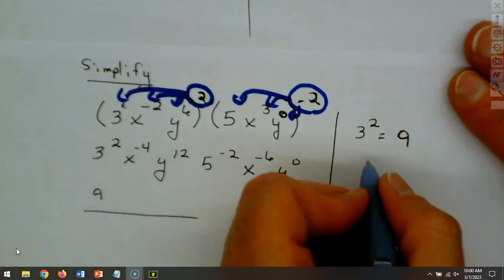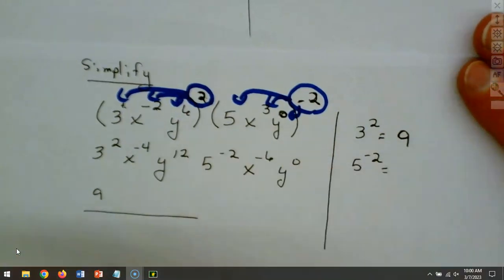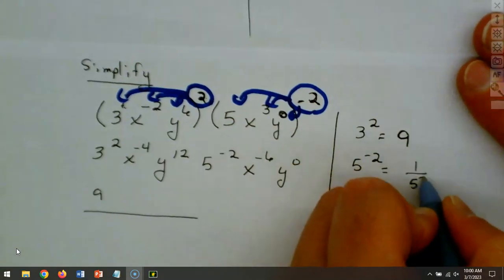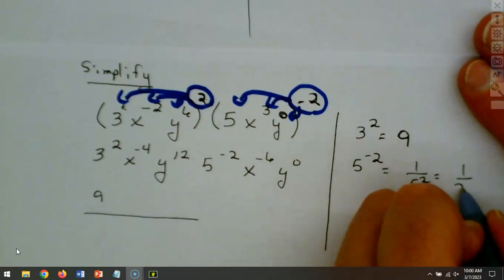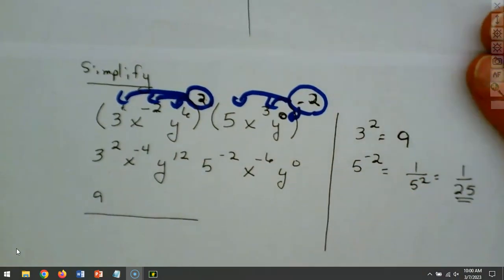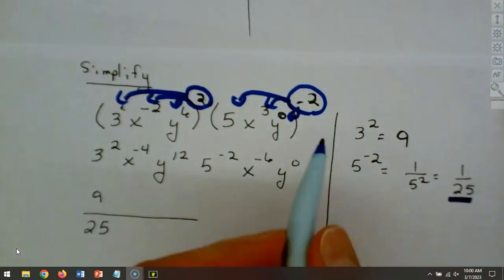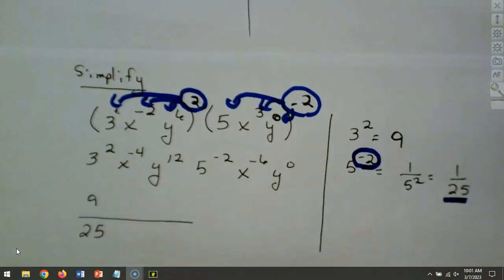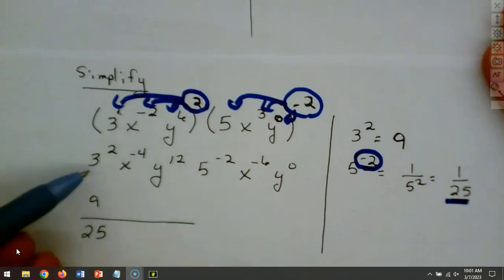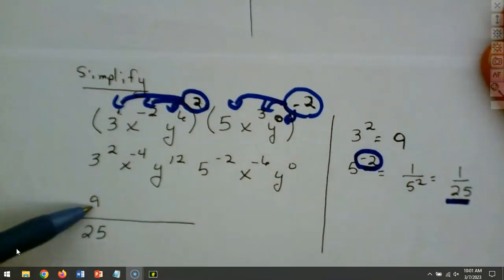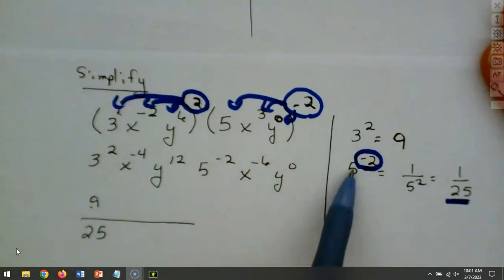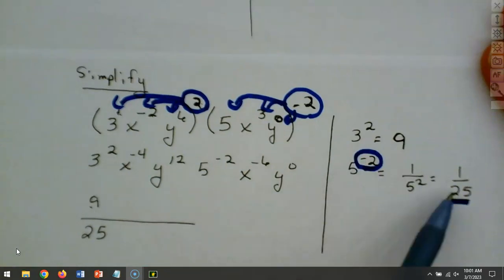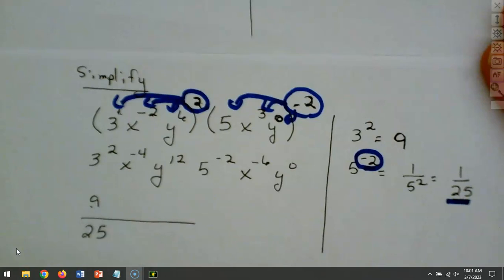And then what about the 5? 5 to the negative second. That's 1 over 5 squared. And then 5 squared is 25. So where does the 25 go? It goes down below. Why? Because this exponent is what? Negative. Okay, so all I did first was the numbers. 3 squared was 9, so it stays on the top. 5 to the negative second power, I rewrote it, and that becomes then a 25 down below. You don't need the extra 1 because the 9 takes care of it.